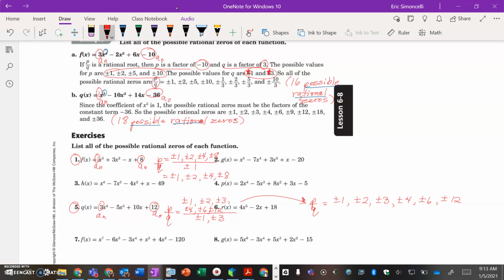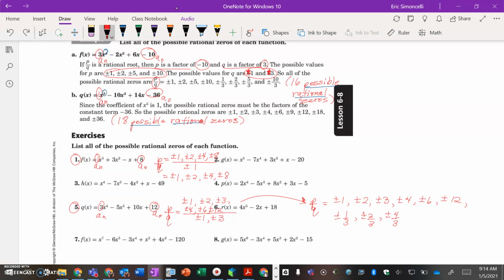So plus or minus 1, plus or minus 3, dividing those two, you have 1/3, but you also have negative 1/3. Similarly, 2/3, negative 2/3. 3/3, negative 3/3. Actually, that's plus or minus 1 again. 4/3, negative 4/3. 6/3, negative 6/3. Yet again, that's 2 and negative 2, plus or minus 2, as is 12/3 and negative 12/3 being plus or minus 4 again.